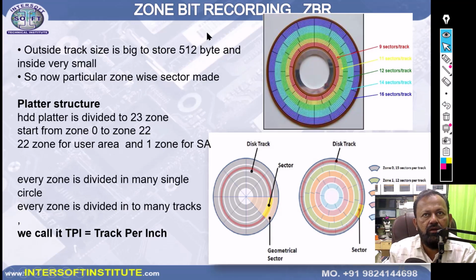Next, why have we put the different zones? We have given an example here. The outer tracks are bigger than the inner tracks, so they have put more sectors on the outer tracks than inside. If you put them like this, then what happens? This sector is big and this sector is small. So they have made zones: zone 1, zone 2, zone 3, like that. So that is zone bit recording.